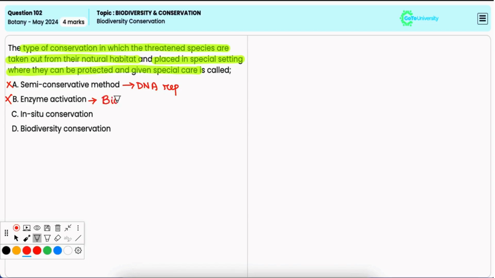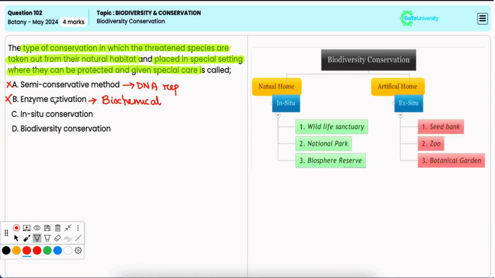Option C, in situ conservation. Now, this is also incorrect because this involves protecting species in their natural habitats, such as national parks or wildlife sanctuaries.